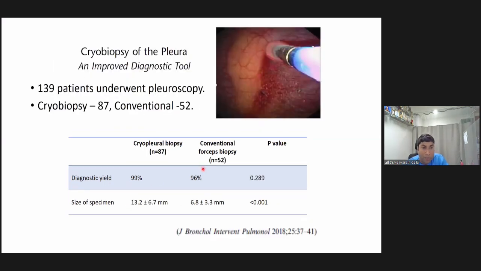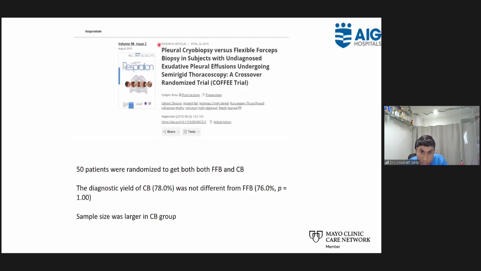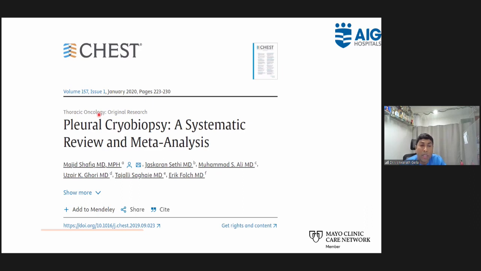And again, in 2018, there was one more observational study from the Bangalore Narayana Hrudayalaya group, where they again showed that the diagnostic yield was not different in the cryopleural biopsy group compared to the forceps group. And the PGI group conducted the first randomized controlled trial, where they compared the cryoprobe versus the forceps group in patients undergoing semi-rigid thoracoscopy. In 50 patients, they showed that the diagnostic yield of cryopleural biopsy is again not different from the flexible forceps biopsy. It was 78% and 76%, which was not a statistically significant difference, though the sample size was larger in the cryopleural biopsy group.